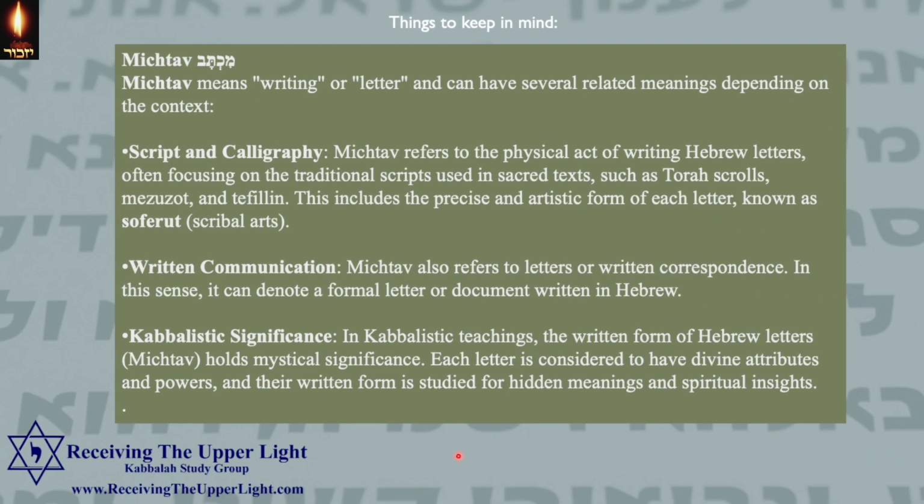Now, Michtav means writing or letter. It can have several related meanings depending on the context. For example, the context of script and calligraphy. Michtav refers to the physical act of writing Hebrew letters, often focusing on the traditional scripts used in sacred texts such as Torah scrolls, mezuzot, and tefillin. This includes a precise and artistic form of each letter known as soferut, the scribal arts.